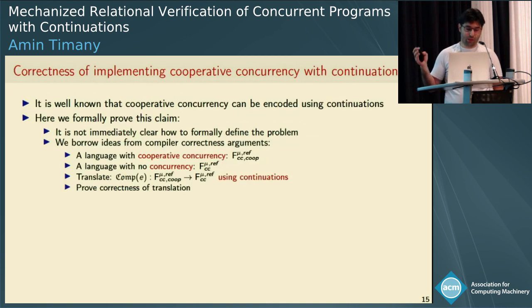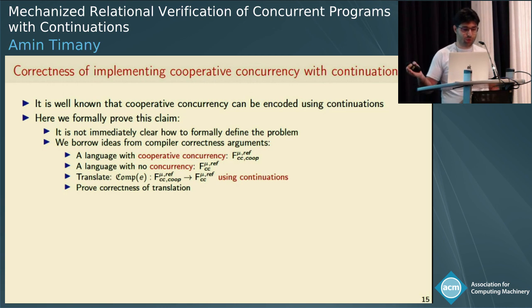Okay, to the third part of the talk about correctness of implementing cooperative concurrency with continuations. This is something that is quite well known, has been for a very long time, and here we prove it formally. One thing when you think about this problem is how do we even state it? What does it mean to implement cooperative concurrency correctly?